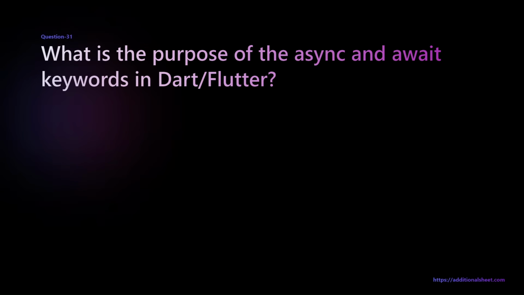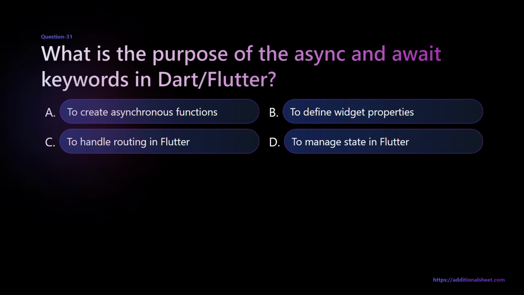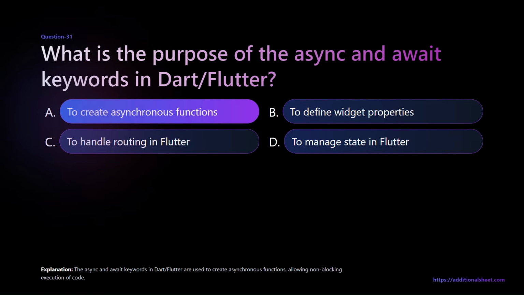What is the purpose of the async and await keywords in Dart Flutter? Option A, to create asynchronous functions. Option B, to define widget properties. Option C, to handle routing in Flutter. Option D, to manage state in Flutter. The correct answer is option A, to create asynchronous functions.